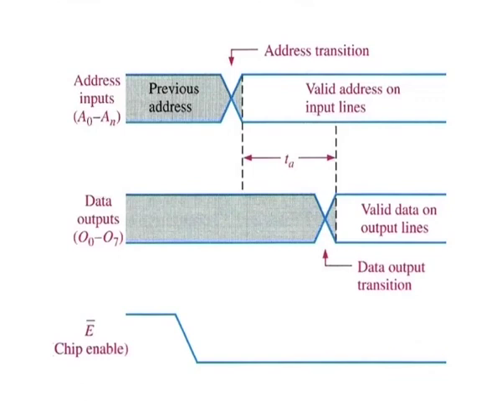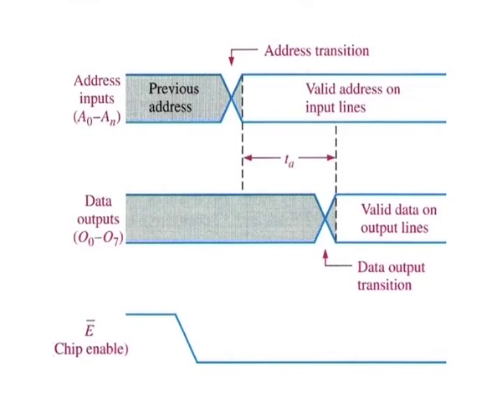ROM access time. A typical timing diagram that illustrates ROM access time is shown in figure. The access time, TA, of a ROM is the time from the application of a valid address code on the input lines until the appearance of valid output data.